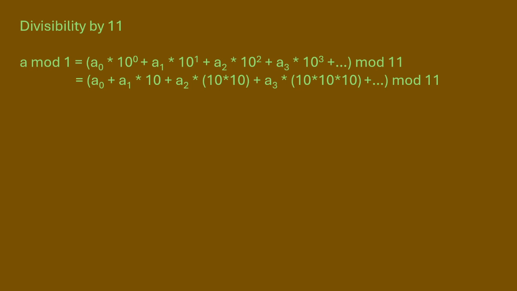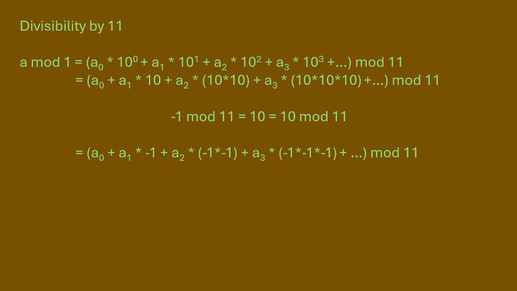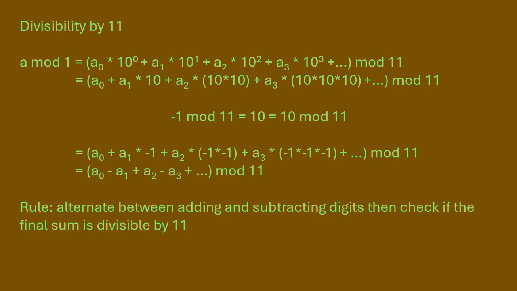For divisibility by 11, which happens to be the last rule we will be going over, we start off similar to normal. Then we break it down and expand our exponents. We note that -1 mod 11 equals 10, and so we can then substitute -1 in for all of our 10s. This gives us the alternating sum. So we alternate between adding and subtracting digits, and we check to see if the final sum is divisible by 11.